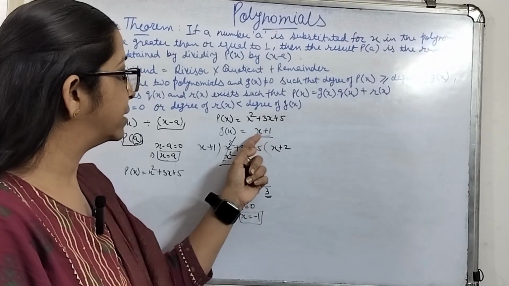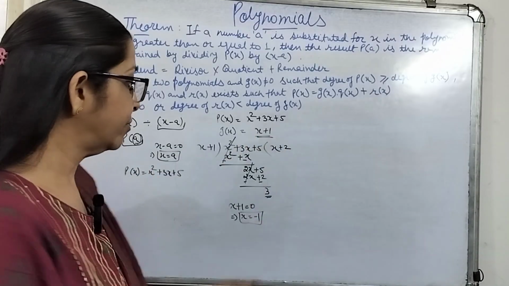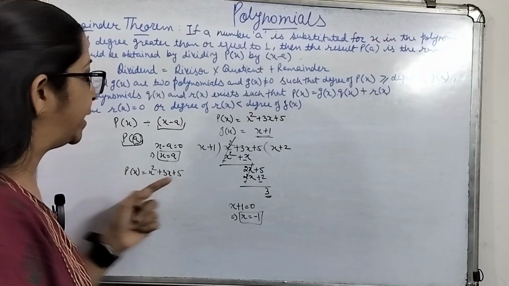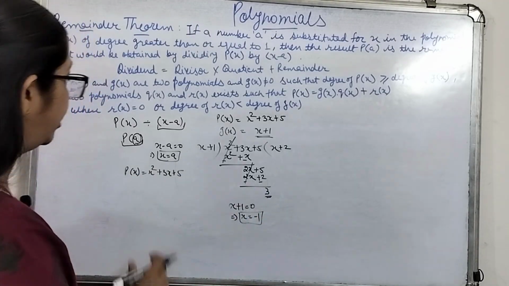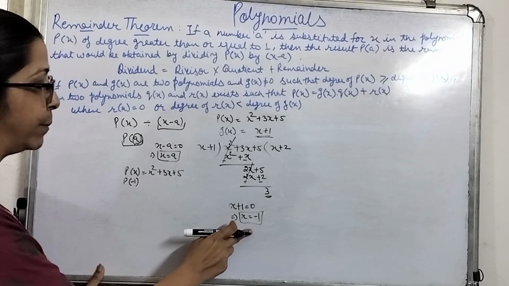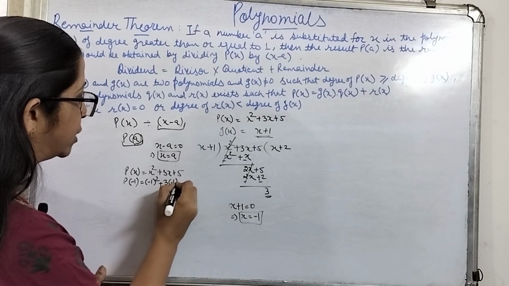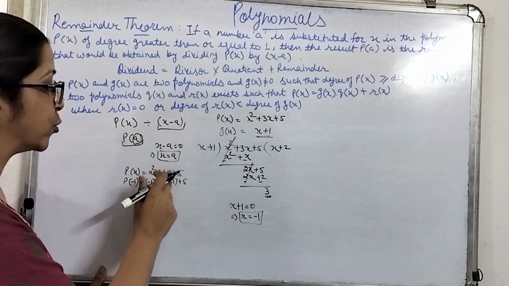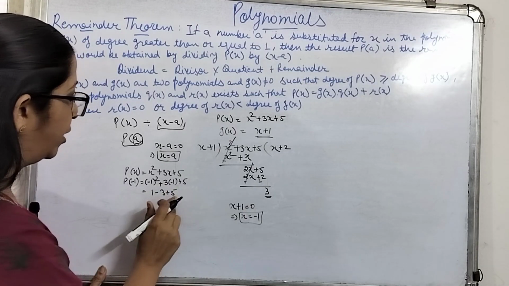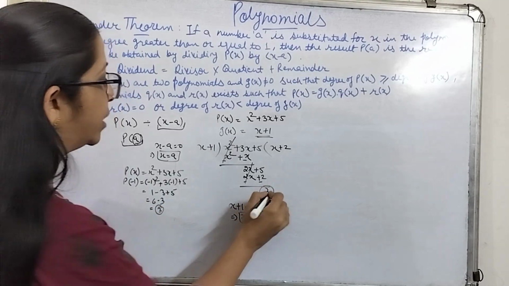That means if I replace x by minus 1, the value will be equivalent to the remainder. Just check it out. Now replace it by minus 1. So p(minus 1): wherever x is coming, we keep minus 1. So it will be minus 1 whole square plus 3 multiplied by minus 1 plus 5. Minus 1 square will be 1 only. 3 multiplied by minus 1 will be minus 3, plus 5. 5 plus 1 is 6, minus 3, that is 3. This was the remainder.